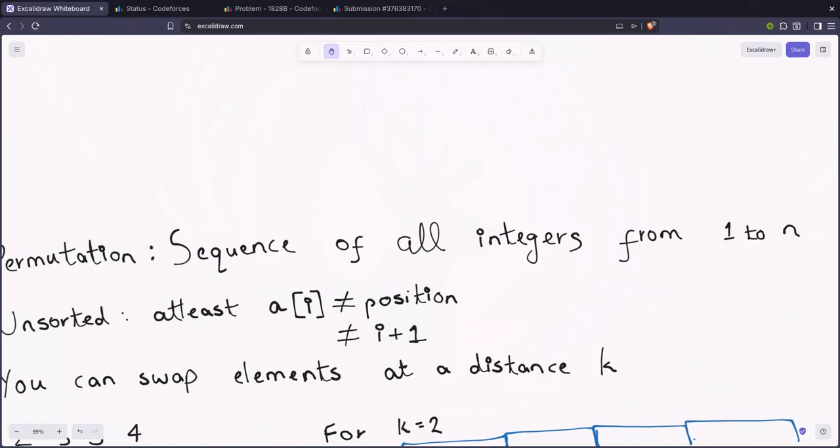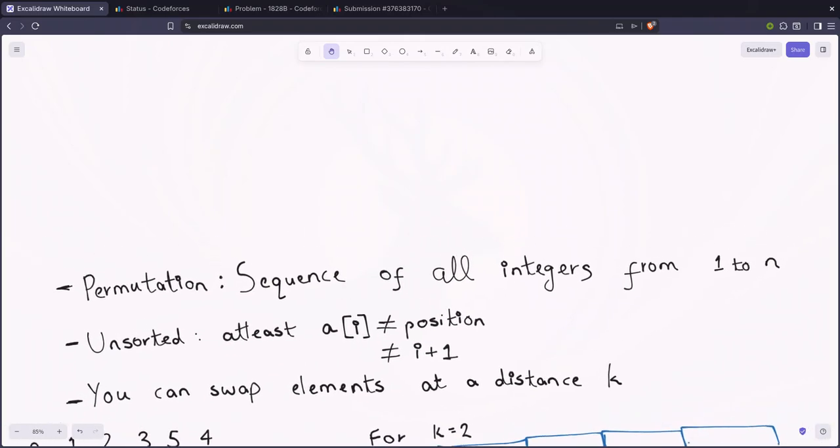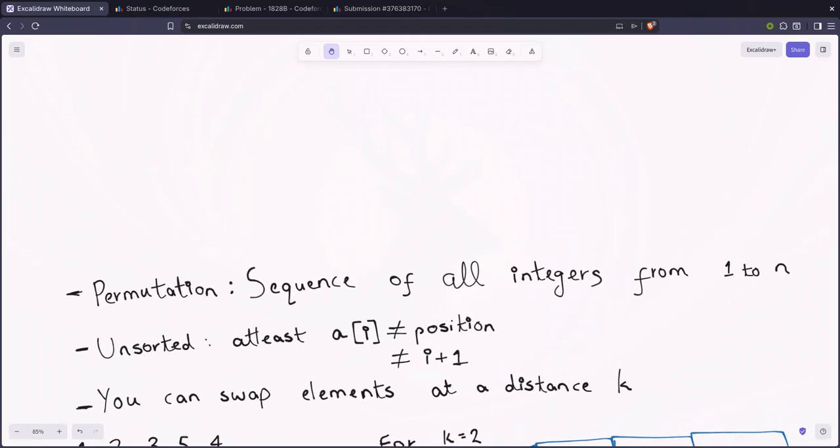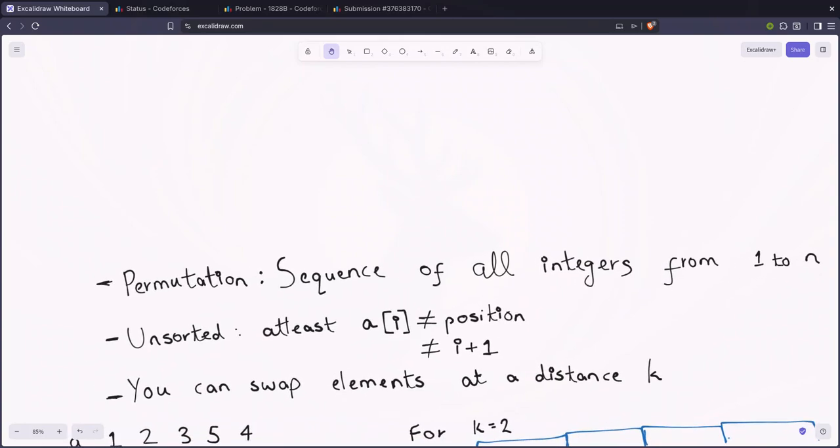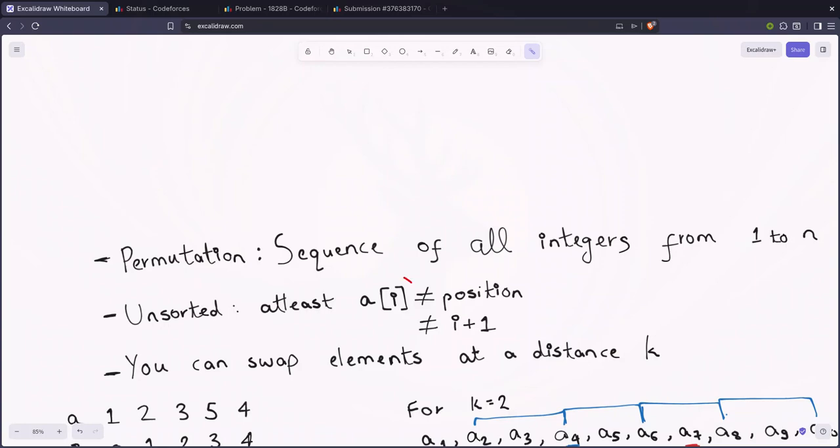So first of all, some definitions if you don't know. A permutation is an array where all integers from 1 to n are present. So a permutation of length n will have all the integers from 1 to n, not repeated, and it can be in any sequence. An unsorted permutation, as stated in the question, is where at least one number is not at the position that matches its value.